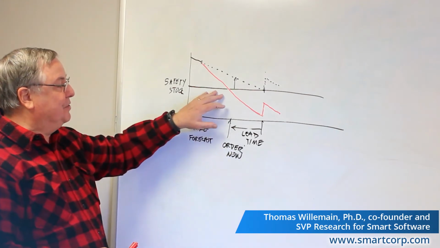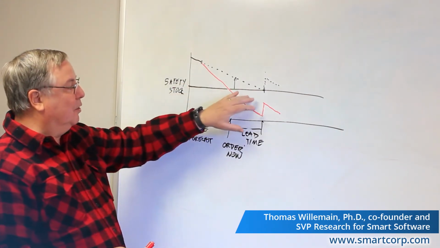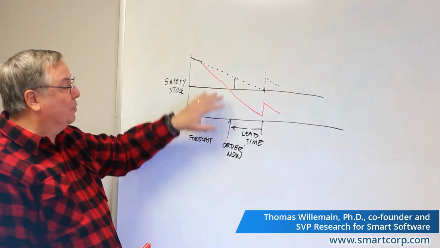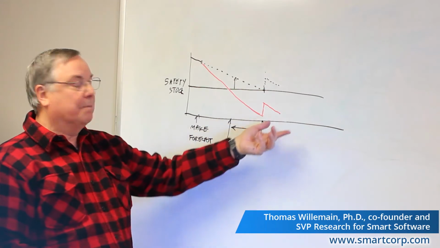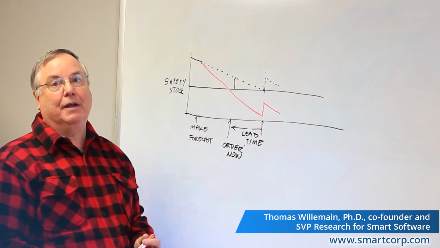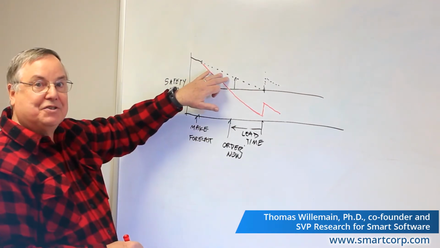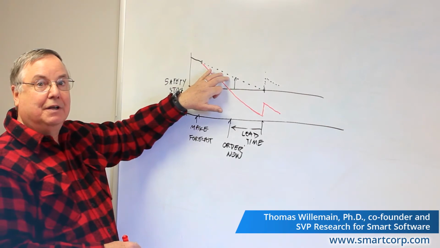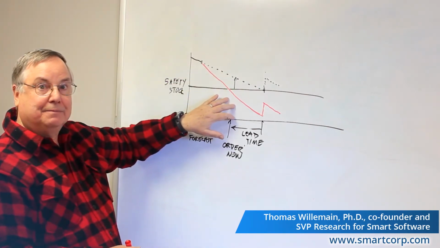So what the safety stock has done for us is it has let us go below our comfortable level, but it has kept us above zero. It has avoided or postponed a stock out. And that's why we have the safety stock. Because we're thinking that our best guess is the dotted line forecast, but we recognize that life may give us the red line forecast.